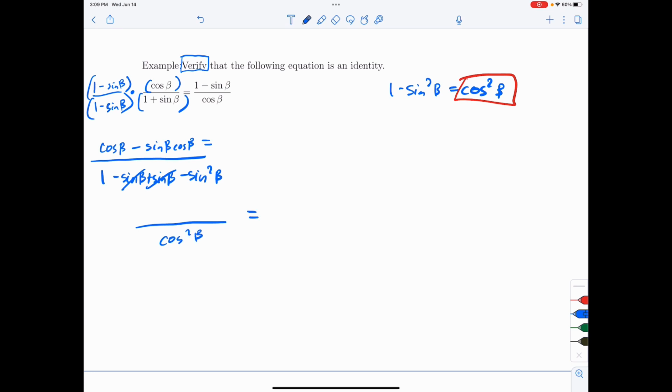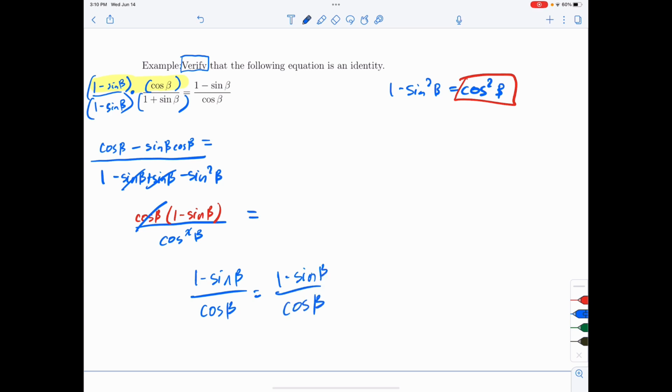Looking back to what we had up here, it might be a good idea to not multiply those together, so I'm going to undo that multiplication that I just did. The reason is because now I see this cosine beta cancels with this squared in the denominator. And that's what we're left with, 1 minus sine beta over cosine beta. And that does it.